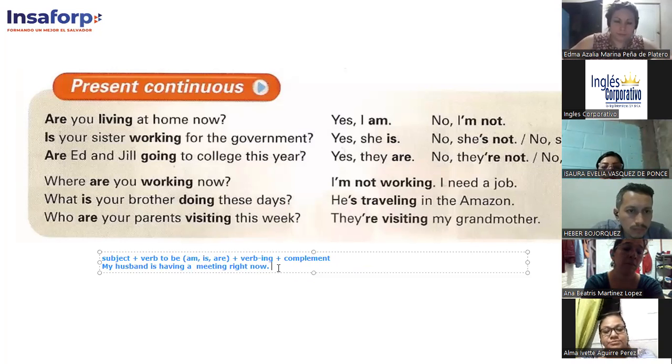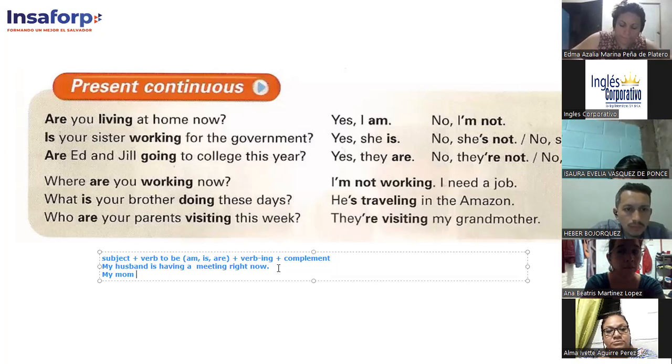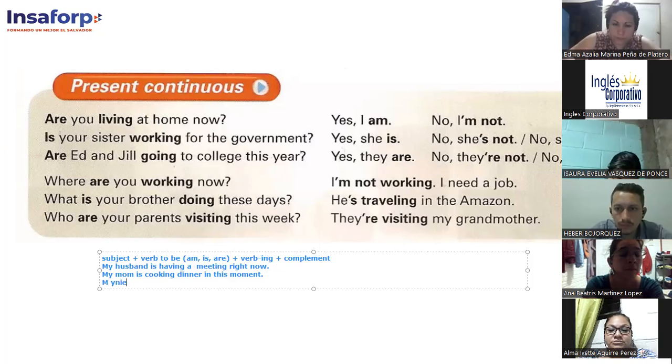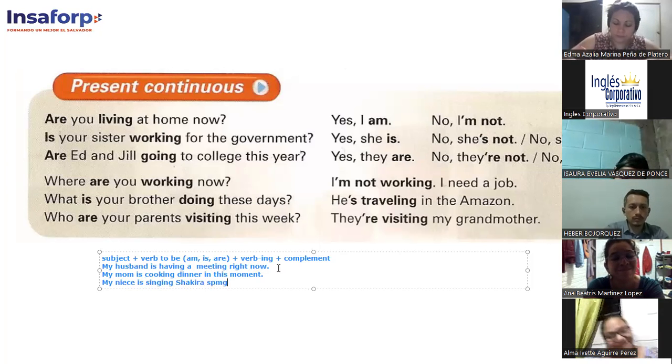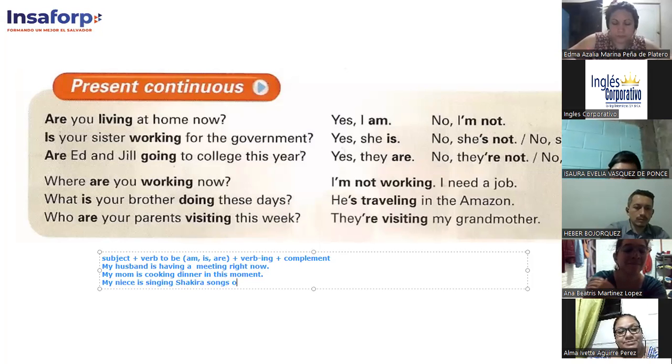Okay, another one. My mom, I don't live with my mother, but I think my mom is cooking. My mom is cooking dinner in this moment. Another one. My niece, mi sobrina, my niece is singing Shakira songs in her room. Okay, my little niece. My brother is watching TV.